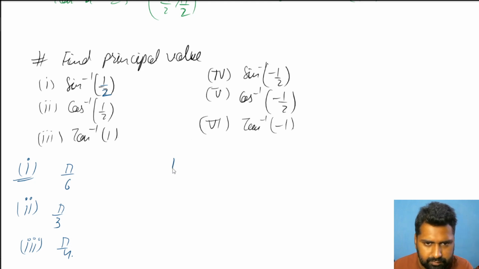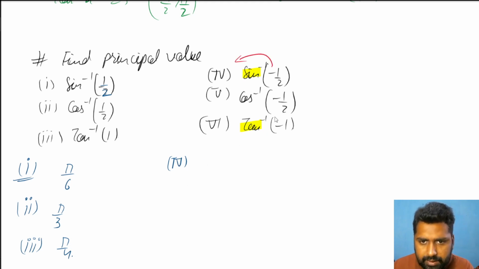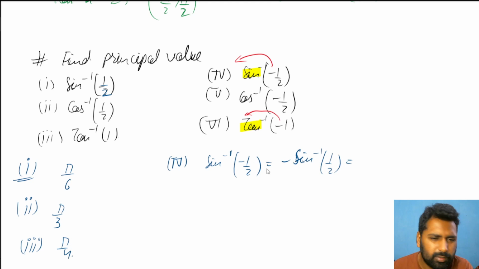How to deal with negative? Now, dealing with negative of sine inverse and tan inverse is very easy because we have to give the answer in minus pi by 2 to pi by 2, meaning negative values are allowed now. So what we can do is take this negative outside. I can rewrite the question: sine inverse minus 1 by 2 is minus sine inverse 1 by 2. Negative can come outside, and sine inverse 1 by 2 we have already solved. That's minus pi by 6.